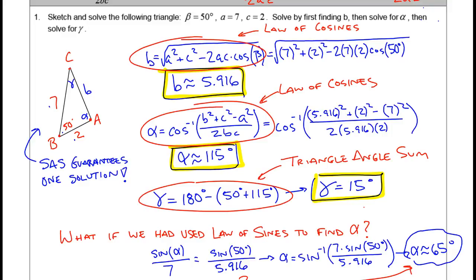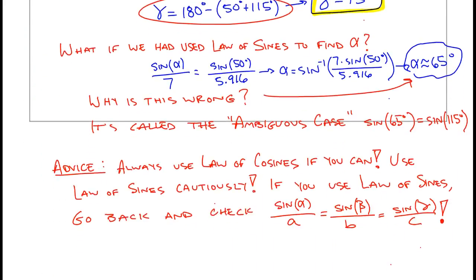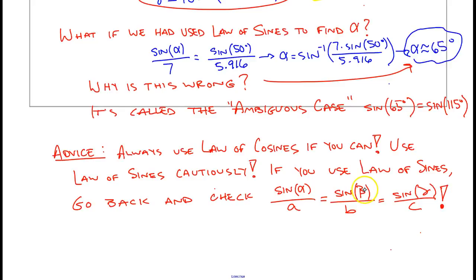Sine of 50 degrees divided by 5.916. So that ratio is about 0.129. You should get that ratio on your calculator every time you divide for this triangle. You should get that ratio for each of these other two ratios as well.